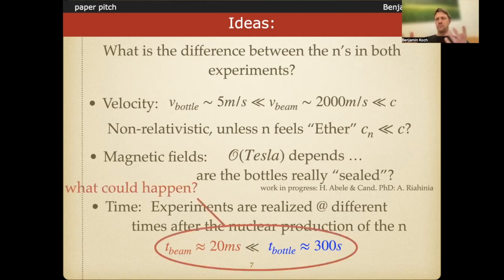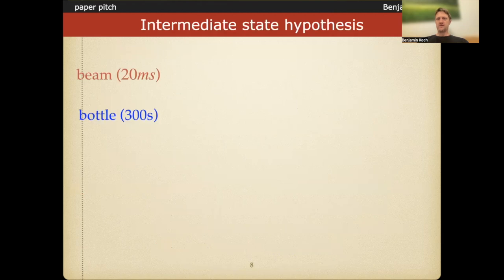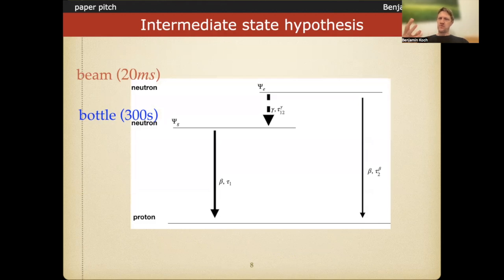So what could probably happen? Here is the hypothesis, which is part of the paper. Let's imagine that there exists for the free neutron a slightly excited state, which is written here as psi e. This state has gone unnoticed. It's slightly different from the ground state of the free neutron. So what you measure when you measure the decay rate in weak decays is, of course, the admixture of the excited and the ground state.